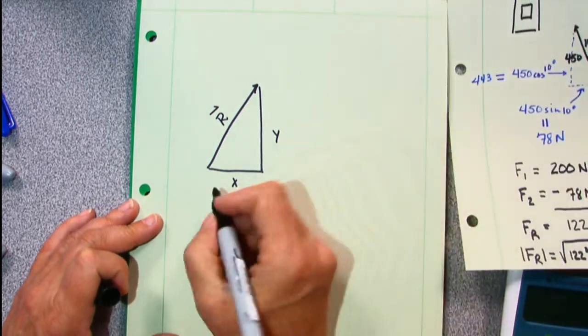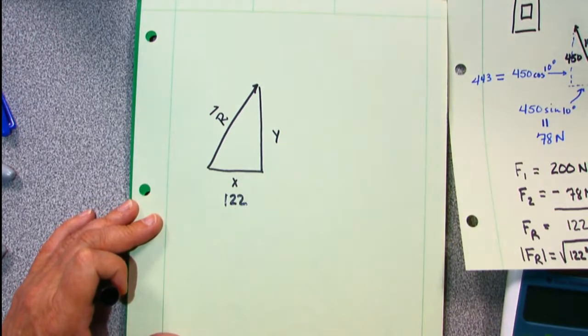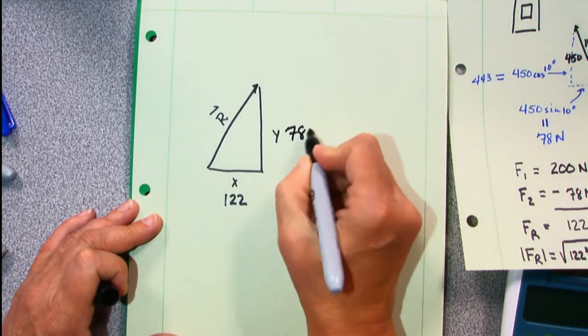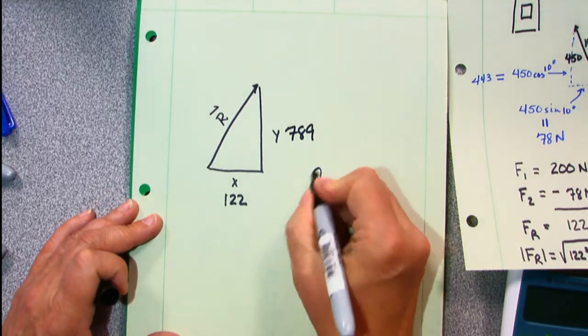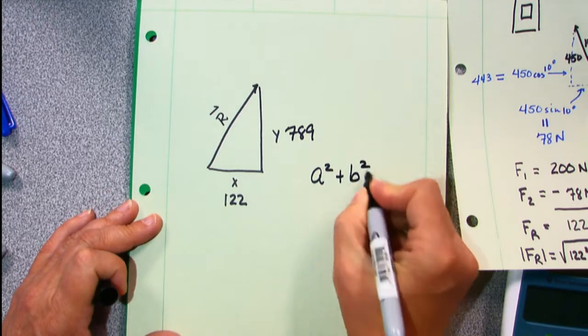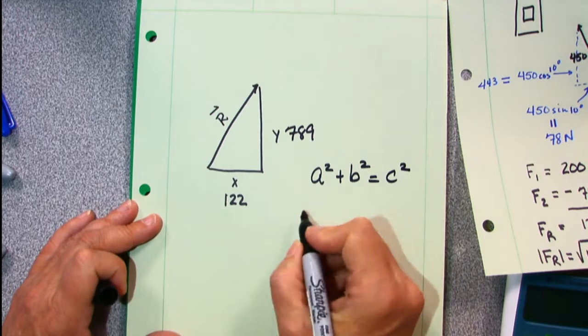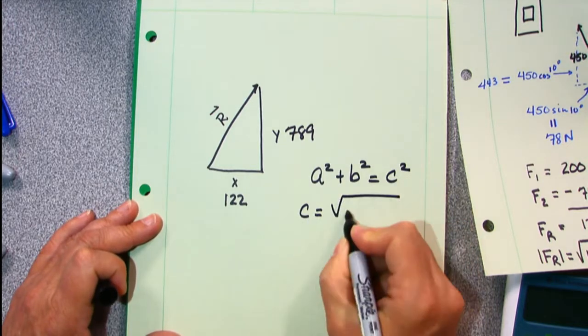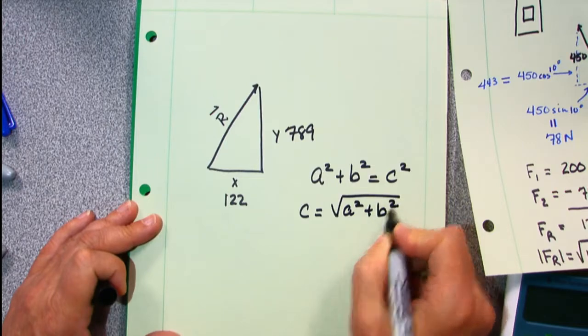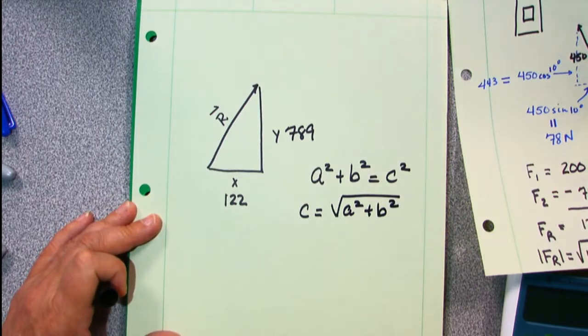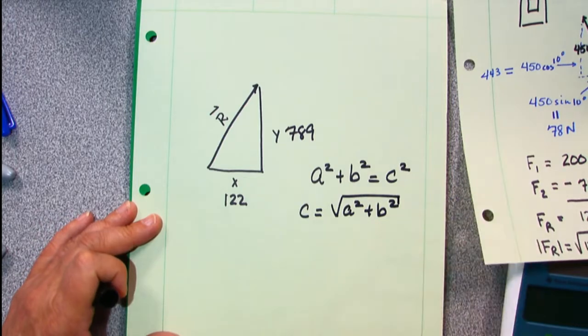Our vector here had 122 in the x and 789 in the y. A squared plus b squared is equal to c squared. I want to figure out what c is. C is going to be the square root of a squared plus b squared. All of it is under the square root, and you just put it in and that's what comes out. Yep.